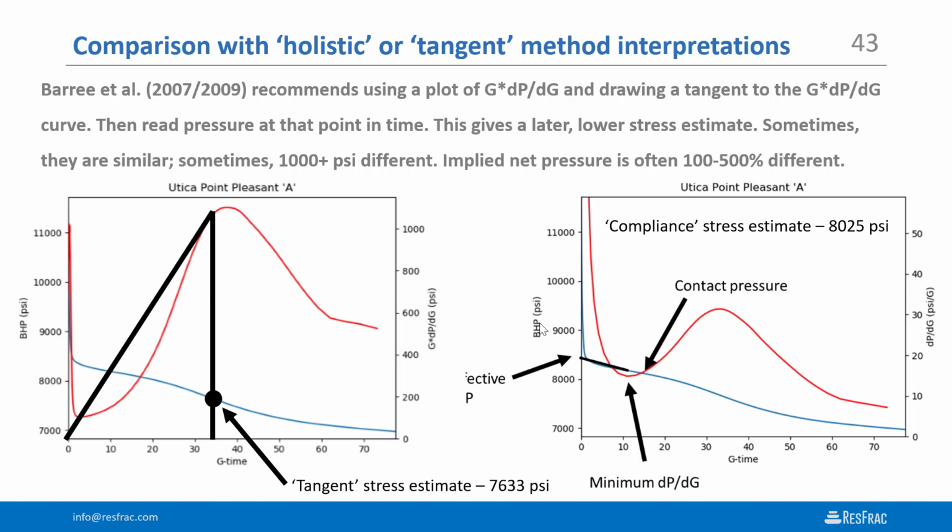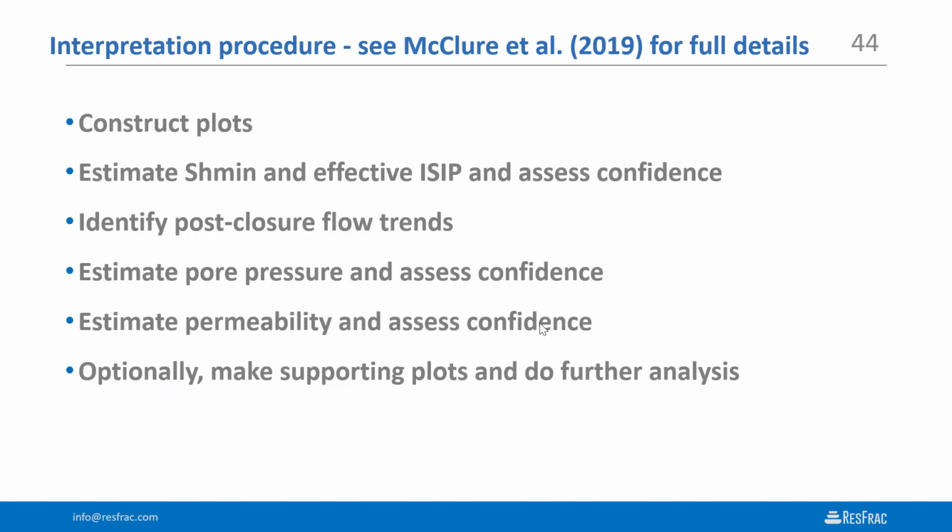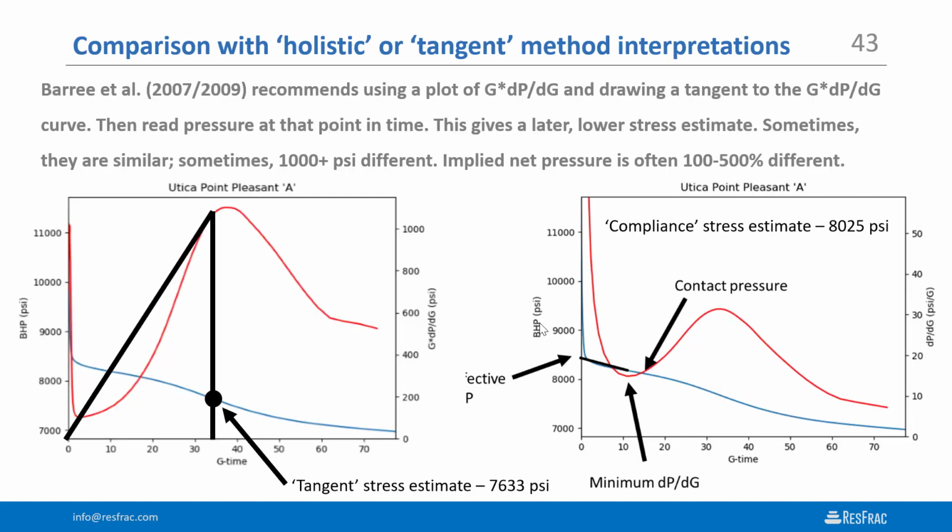And these imply very different fracture geometries. And the estimation of fracture geometry gets fed into things like the permeability estimate and fracture modeling. So it impacts all these things. Even though we're only talking about 500 PSI, that 500 PSI makes a big difference. Okay, so that is it for the discussion of the tangent method.